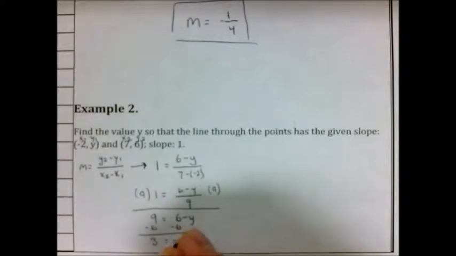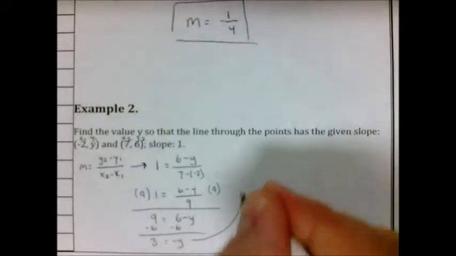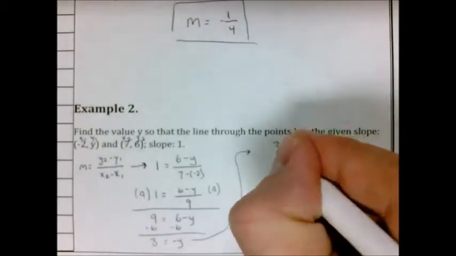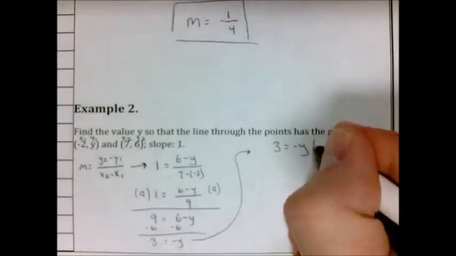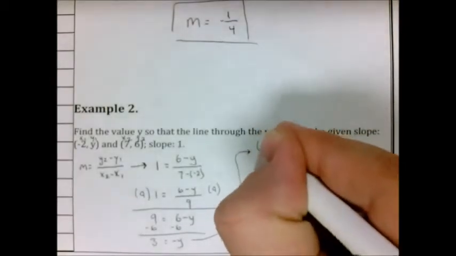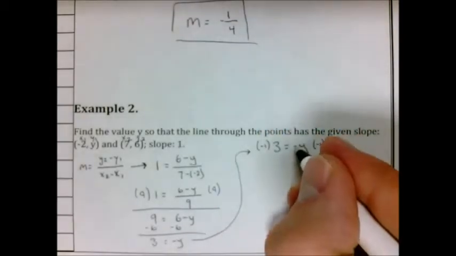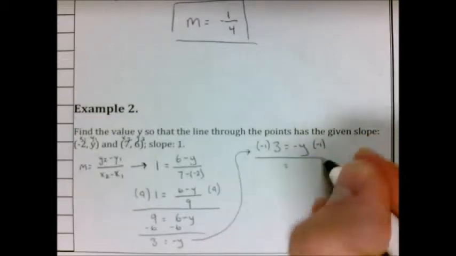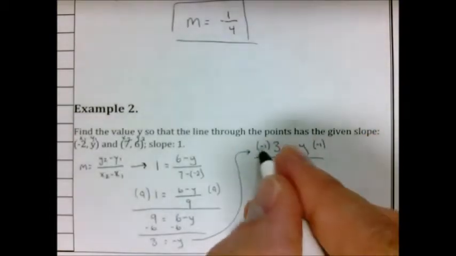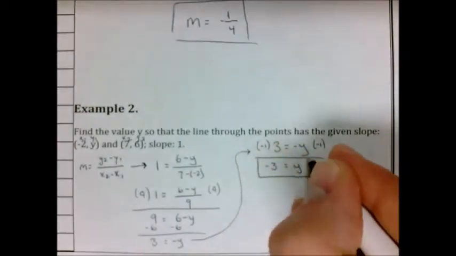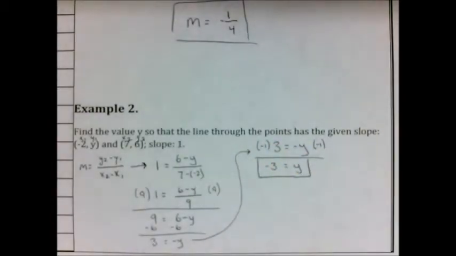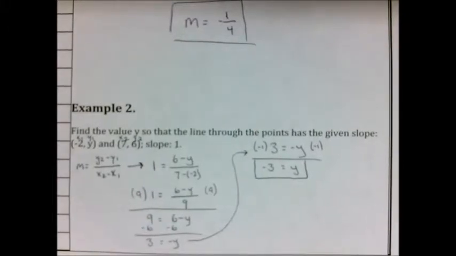Get 3 is equal to a negative y, but we don't like a negative y there. So here I'm going to go back up. We're going to rewrite this up here. 3 equals negative y. We don't like negative y, so we're going to multiply by a negative 1, because when we multiply by a negative 1, we get a positive y. And negative 1 times 3 is going to be a negative 3. So the value of y that we were looking for is a negative 3.